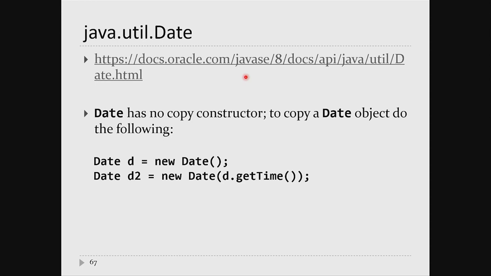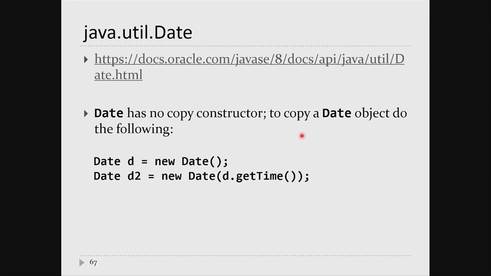Now remember, if you're implementing composition, you need some way to copy the objects that make up your class. So in all the previous slides, I've just been using the copy constructor. But if you look at the Date class, there is no copy constructor, partly because it's a very old class. People didn't recognize the fact that copy constructors were important in the first version of Java, so it didn't have one.